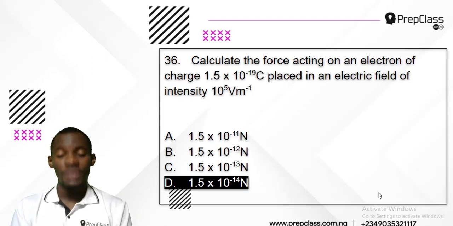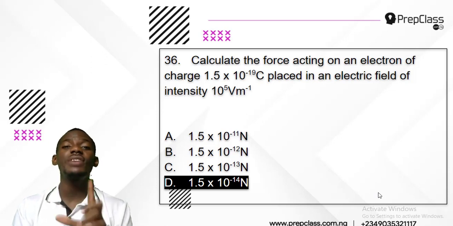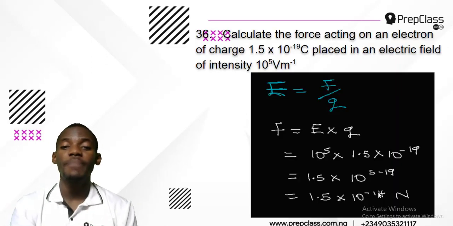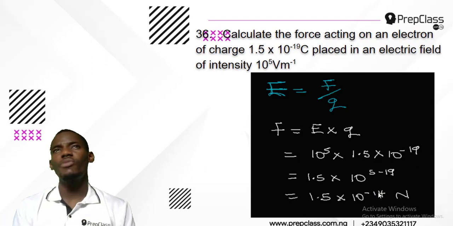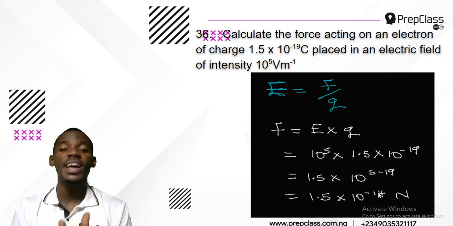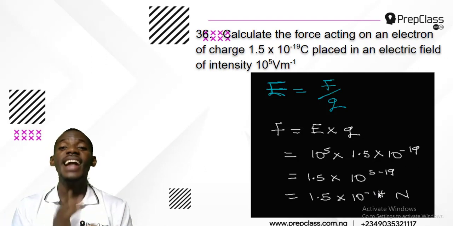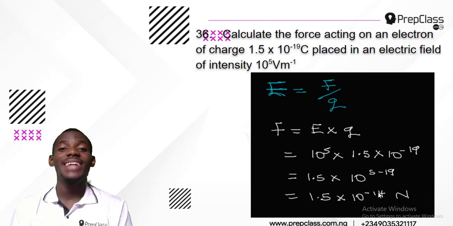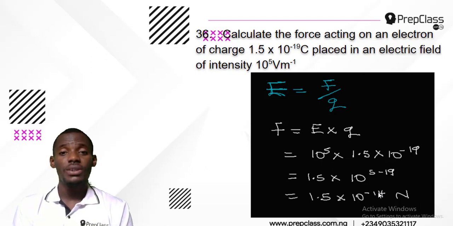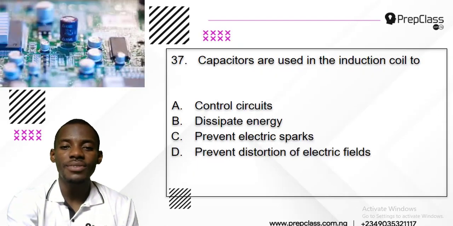All you have to do is to know the formula for electric field strength, and this is the formula: E equals F over Q. You might want to go over the topic electric field all over again, but generally anything electric field intensity or electric field strength is E equals F over Q, and that is the answer to the question. Okay, let's get to number 37 now.